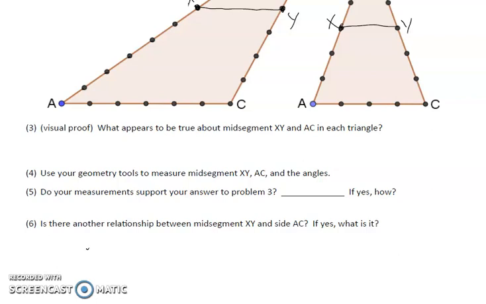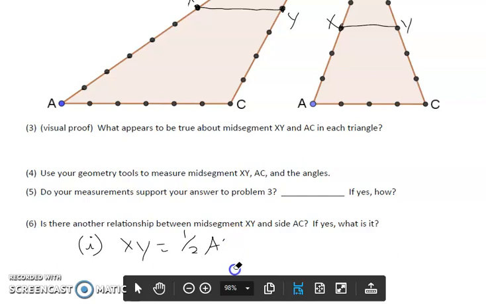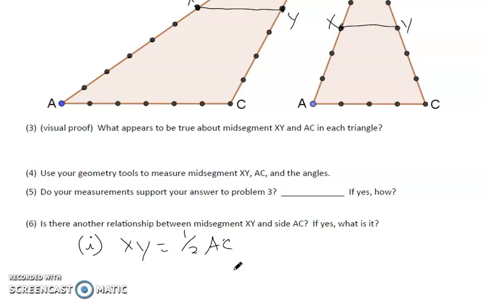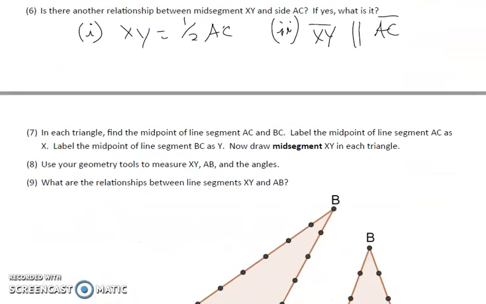If you have completed it, hopefully you noticed that XY is half the length of AC in both cases. And hopefully you noticed, using a protractor or patty paper, that line segment XY and line segment AC appear to be parallel to each other. So XY appears to be half of AC, and both segments are parallel to each other.